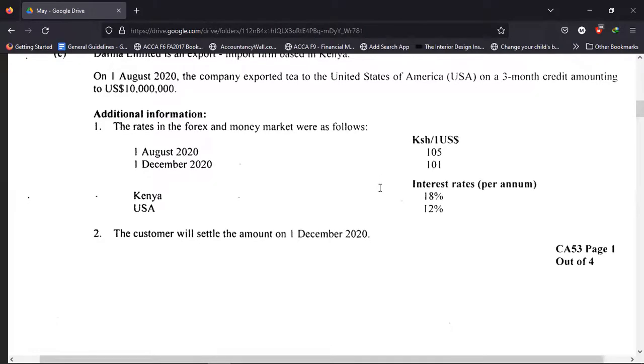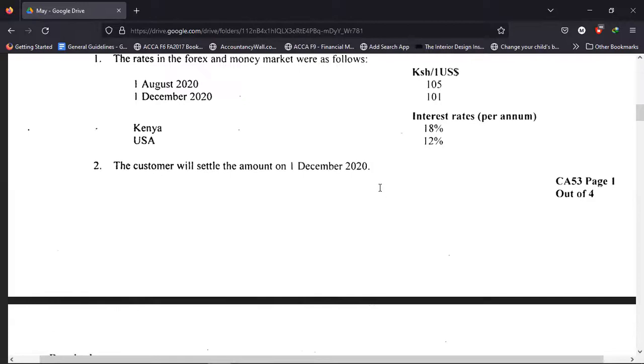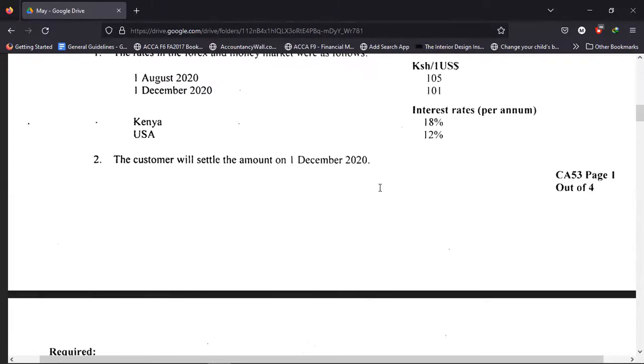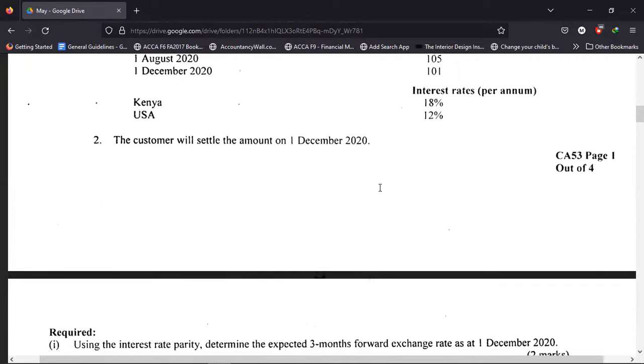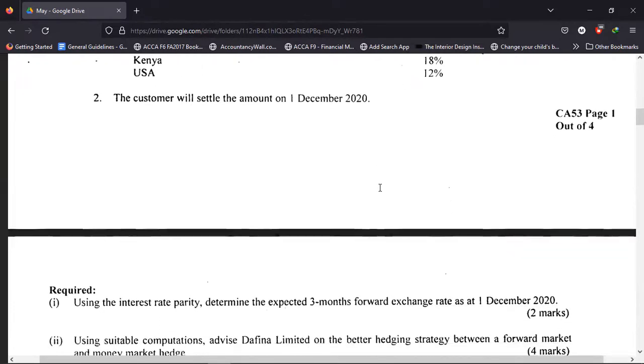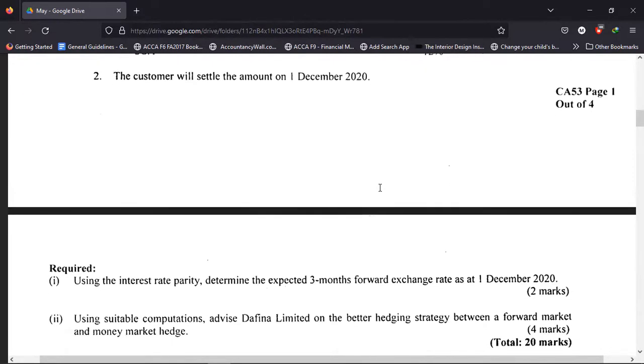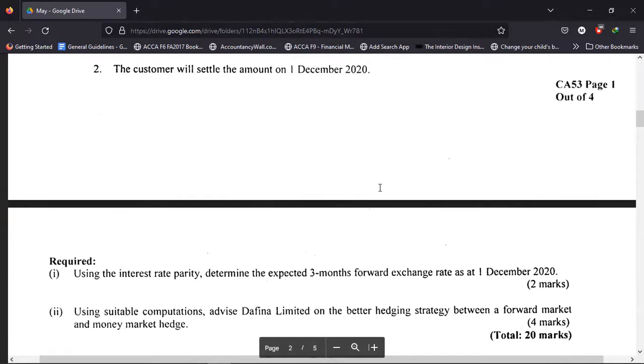In December it is 101. The Kenya interest rate is 18%. USA, you can see, is 12%. The weaker currency is Kenya, and therefore, you know what I'm talking about. So we have been told the customer will be able to settle the amount on 1st December 2020. And then number one, we have been told, using the interest rate parity, determine the expected 3-month forward exchange rate as at 1st December 2020.